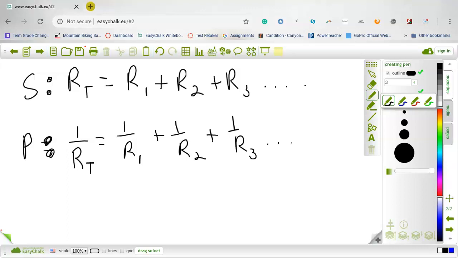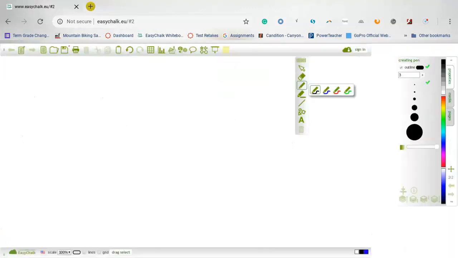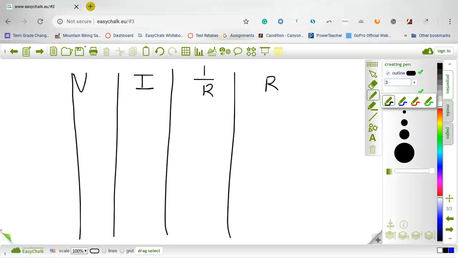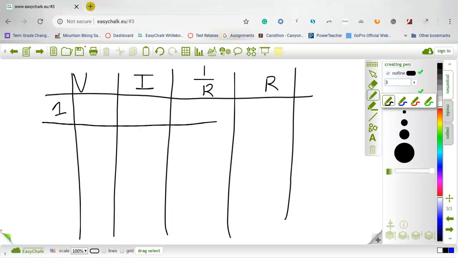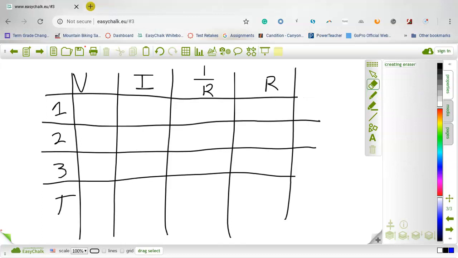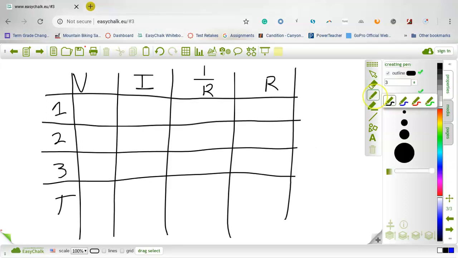So that tells us we've got to change our VIR square. Our square is going to have to be a little bit different in order to do that. So let's look at our VIR square. We're going to do V, I, same as before, except now we're going to change it. So we have a 1 over R, and then we have an R. And now we're going to make our table. So let's draw out our table here. Remember, we put in resistor 1, resistor 2, resistor 3, and our total. Okay. Now let's go through what each of the columns does here.